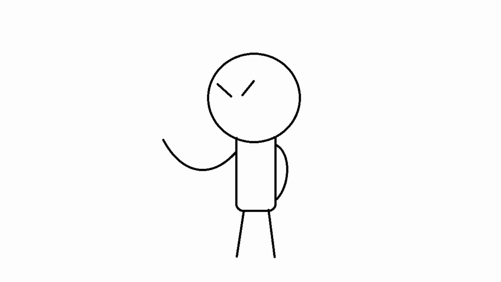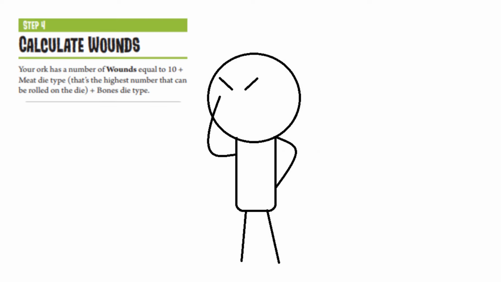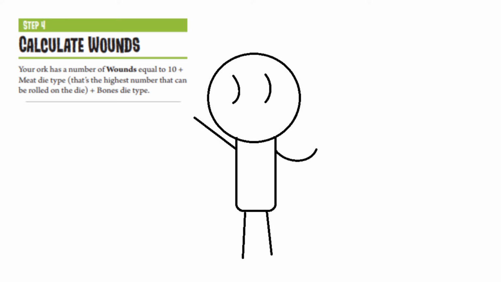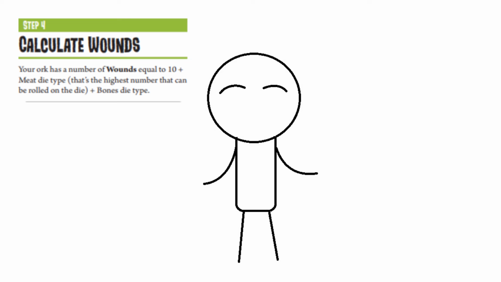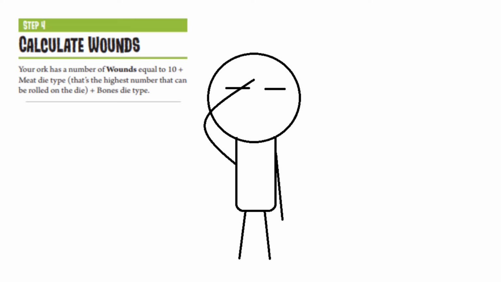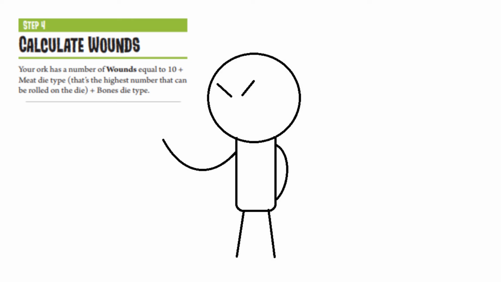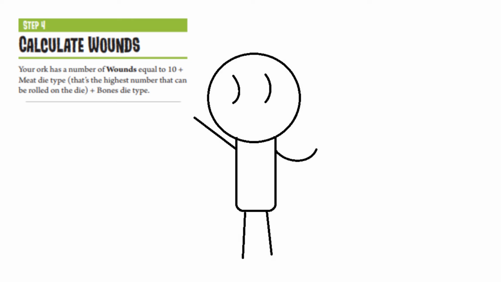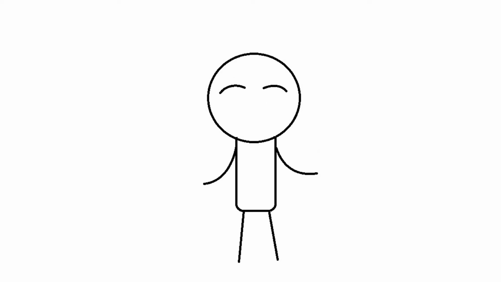Now, with that out of the way, let's get to step 4, calculate wounds. This is a simple equation. Take 10, add the meat die type, and add the bones die type. So say you got a d6 and a d8 in each. That'd be 10 plus 6 plus 8, which means you'd have 24 wounds. Simple enough. Now we get into step 5, pick a cheat.